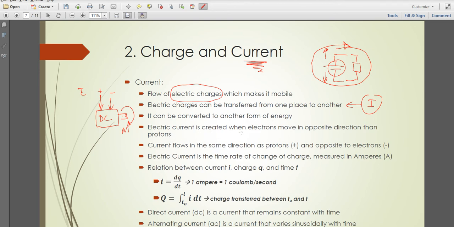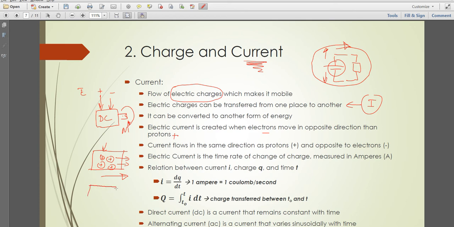Electric current is created when electrons move in the opposite direction of the protons. If you remember, the protons are the positive ones and the electrons are the negative ones. If you have positive charges, which are protons, going in this direction in a section of wire, then the current is following the same direction as the proton.